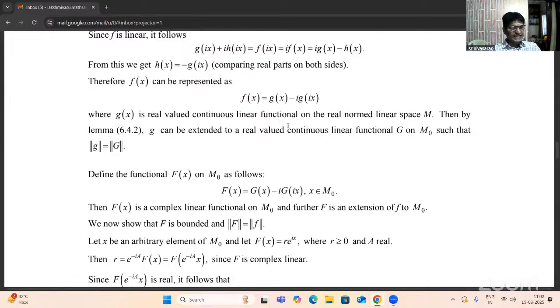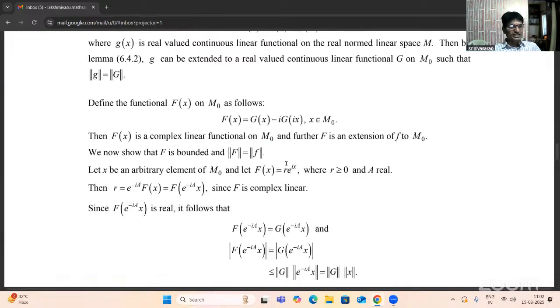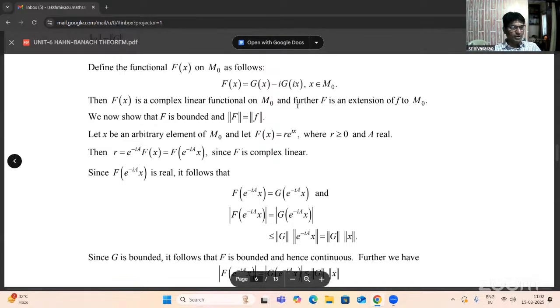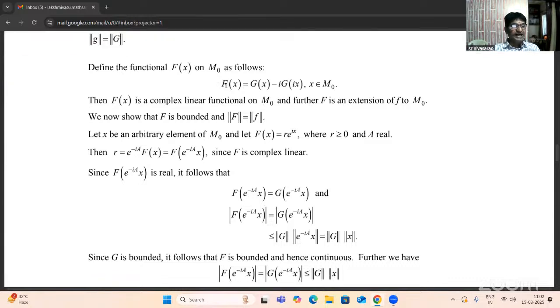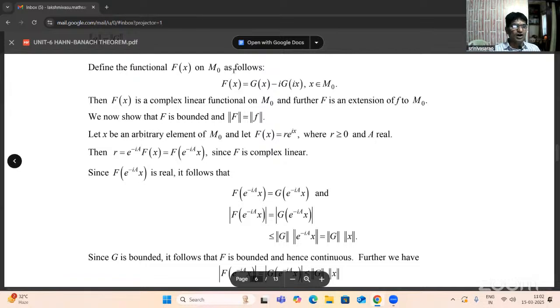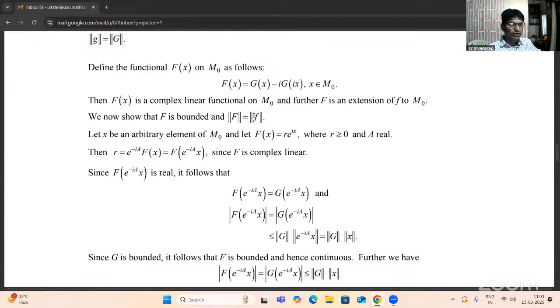Now g of x is a real valued continuous linear functional. That's why norm g equal to norm capital G. So capital G is also a linear functional on M naught. So define the functional capital F of x on capital M naught: F of x equal to g of x minus i into g of ix, where x belongs to capital M naught. So capital F is a complex linear functional on M naught, and F is the extension of small f on M naught. So F is bounded and norm F equal to norm capital G equal to norm small f.